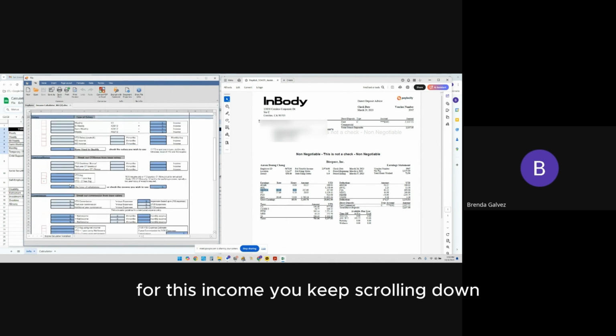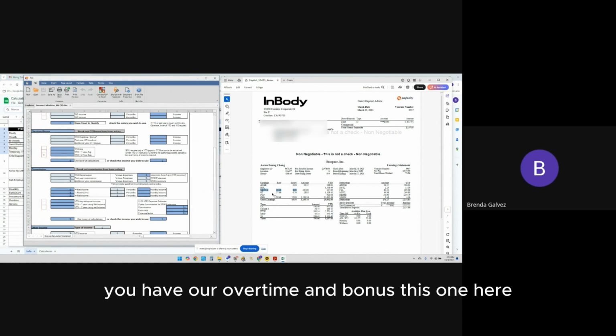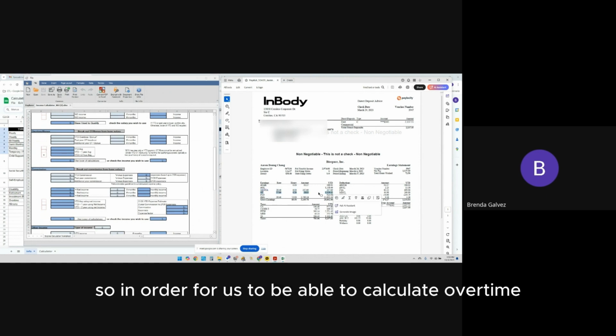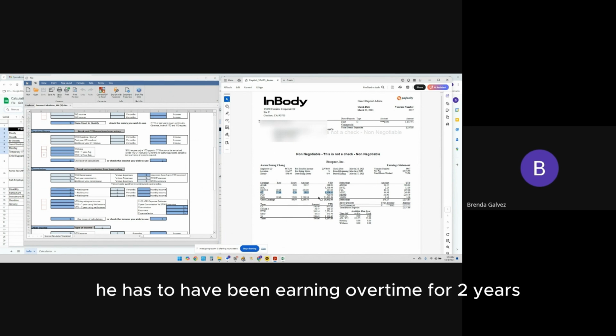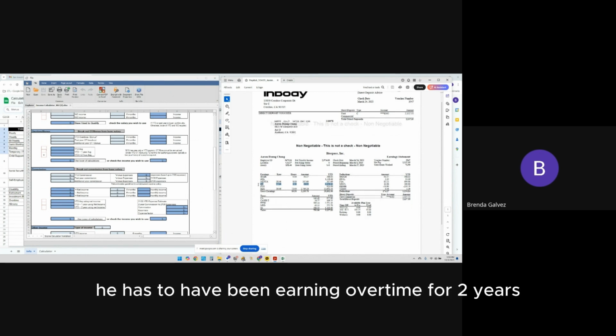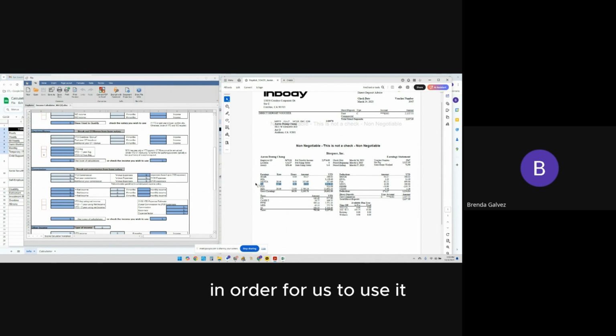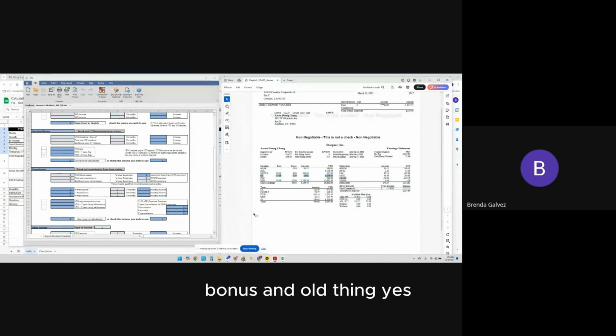You keep scrolling down, you have our overtime and bonus. This one here, it looks like they have some overtime. So in order for us to be able to calculate the overtime for this borrower, again, he has to have been earning overtime for 2 years. If it's a bonus income, again, in order for us to use it, they have to have been earning it for 2 years. Bonus and OT.